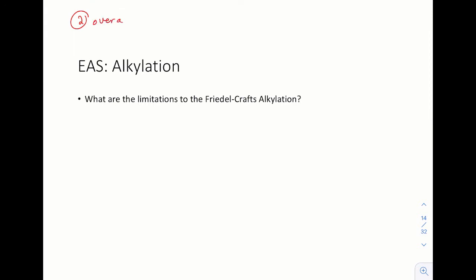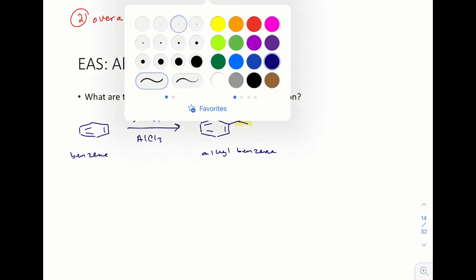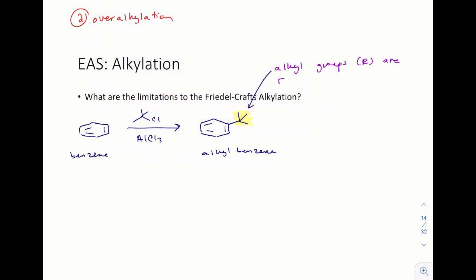It should remind you of when we tried to propose SN2 reactions with amines and alkyl halides, but the amines just kept getting more electron rich and they kept reacting and reacting. A similar thing is happening here. Let's imagine that we treat benzene with tert-butyl chloride in the presence of aluminum chloride. This reaction does generate an alkyl benzene, but this alkyl benzene is still in the presence of the reaction conditions, and we know that alkyl groups are electron donating groups.